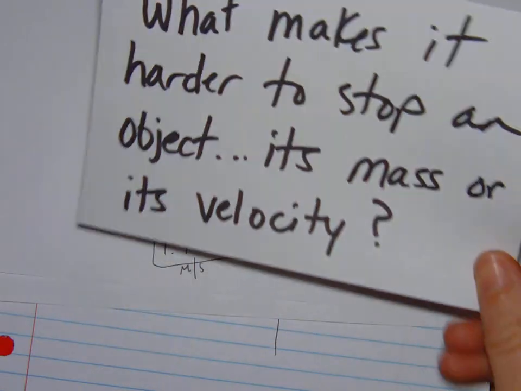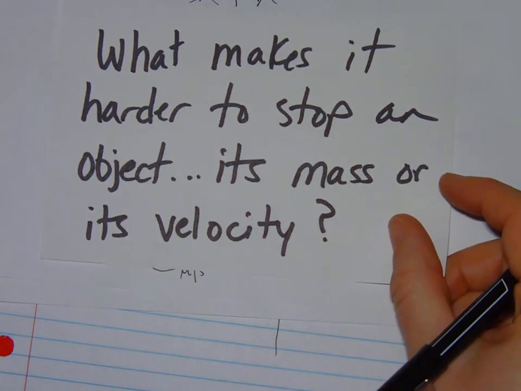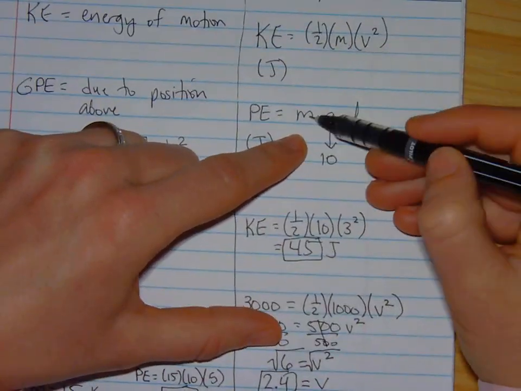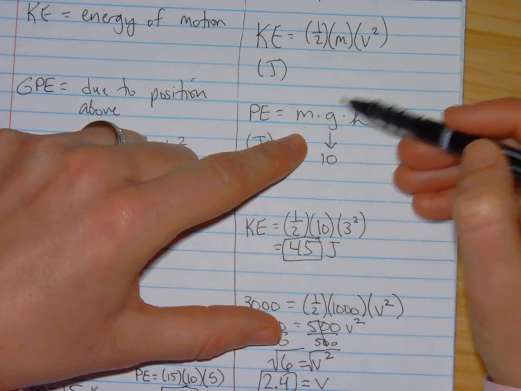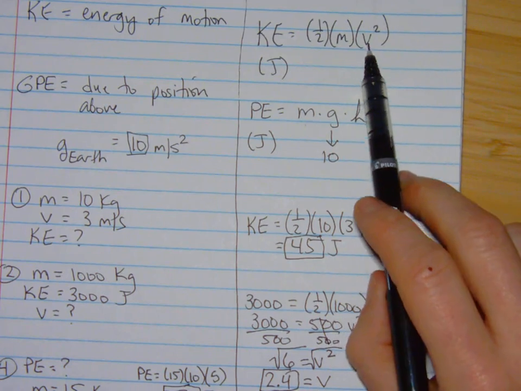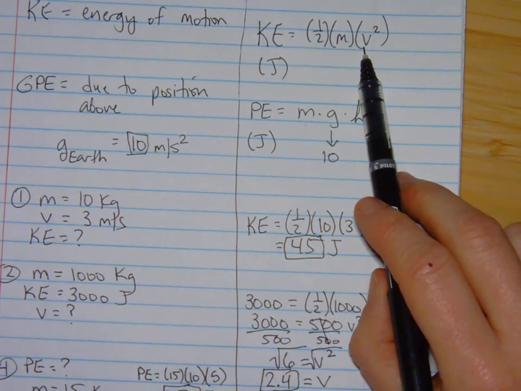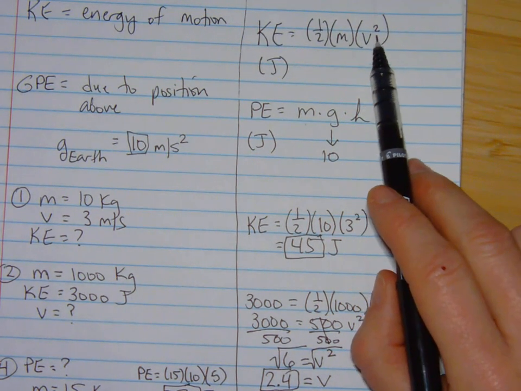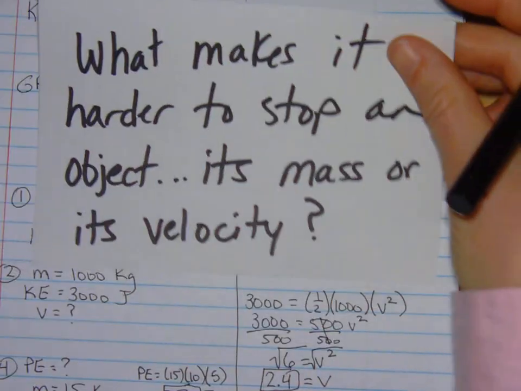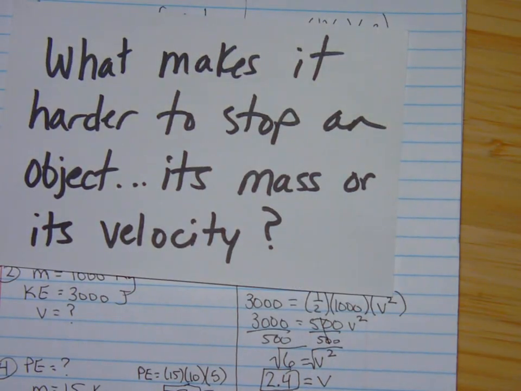Now, just to go back to that opening question, what makes it harder to stop an object? Its mass or its velocity? Hopefully, after using these formulas, you can see mass only counts once in either of these. But think about that velocity. That's squared. So if something's actually going 3 times faster, 3 multiplied by 3 squared is 9, it's 9 times harder to change its energy. Okay, 9 times harder. So the conclusion to this question is it's actually velocity that factors in more if we're trying to stop an object.